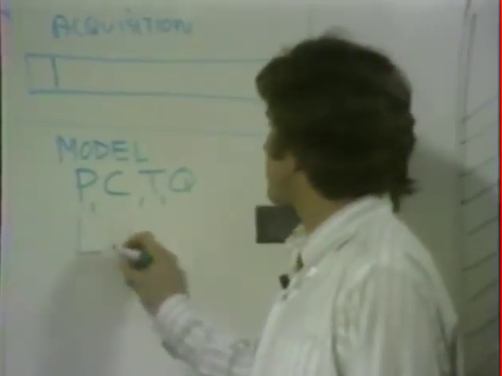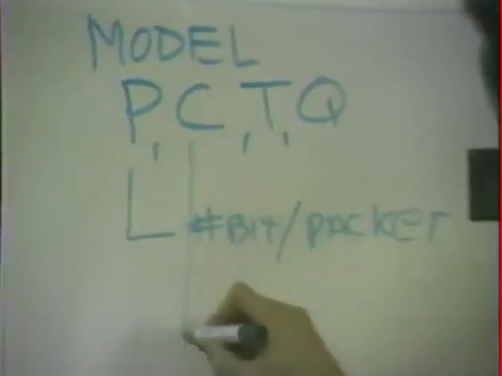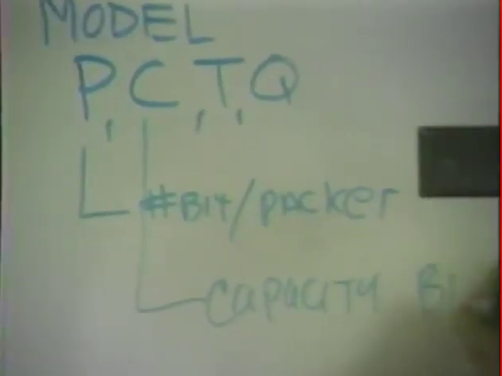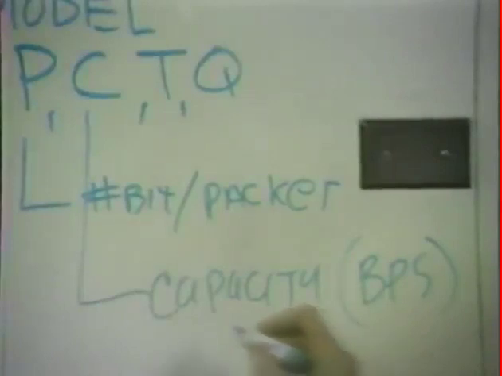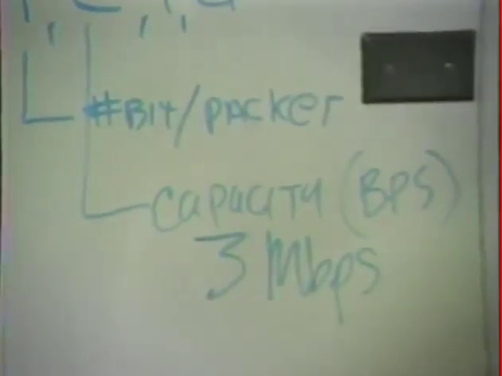There are 4. There's P, which is the packet length. That is the number of bits per packet. There's C, the capacity in bits per second of the coax. And by the way, this is 3 megabits per second in our experimental Ethernet.